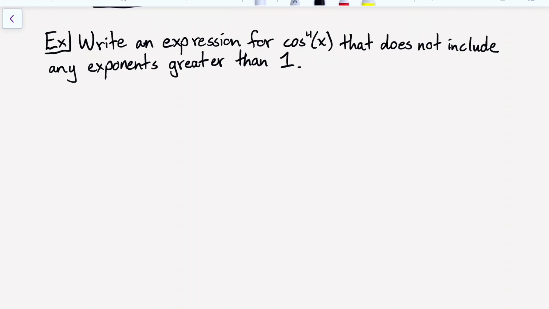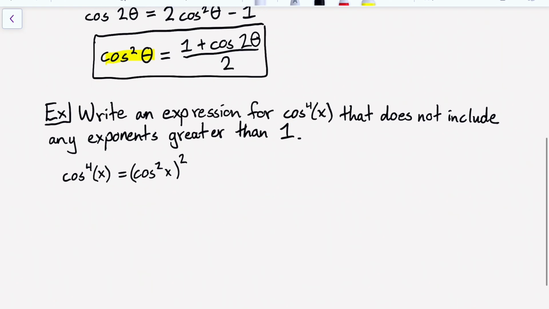I want to show one quick example here of how we can use our double angle formula to rewrite a trig expression. So I want to find a way to express cosine to the 4th of x that does not include any exponents greater than 1. Well, to begin with, I can say cosine to the 4th of x is the same as cosine squared of x, squared. And from the power reduction formula above, I have a way to express cosine squared of x.